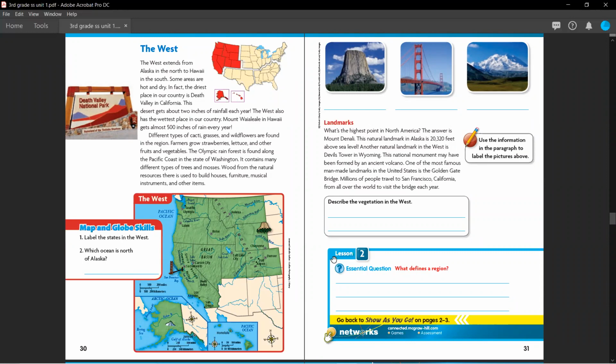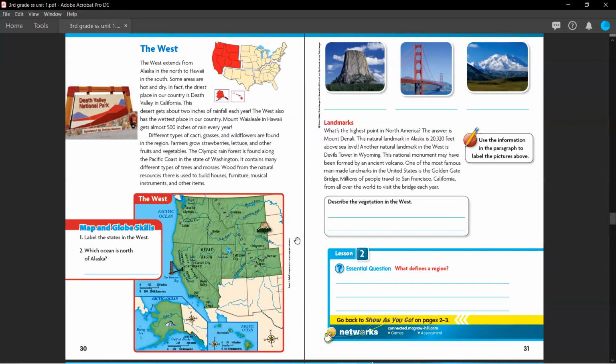The West also has the wettest place in our country. Mount Waialeale in Hawaii gets almost 500 inches of rain every year. Different types of cacti, grasses, and wildflowers are found in the region. Farmers grow strawberries, lettuce, and other fruits and vegetables. The Olympic rainforest is found along the Pacific coast in the state of Washington. It contains many different types of trees and mosses.